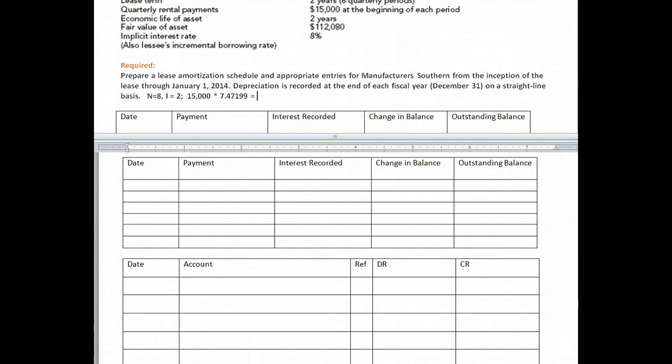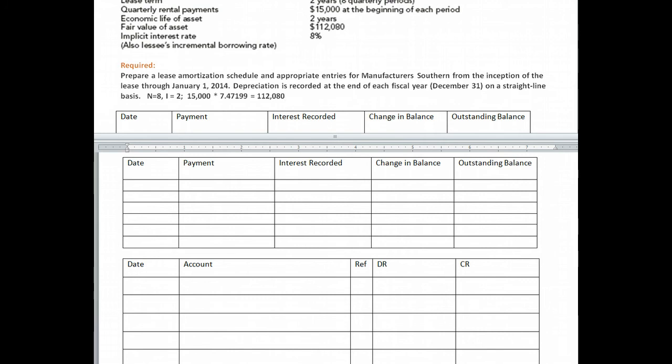Alright, so you're going to take that 15,000 times the present value of 7.47199, and at this point I assume you understand the concept of present value. So we're just going to go ahead and multiply that out, and when you do that, you get right at $112,080.